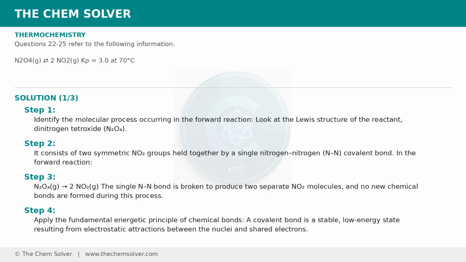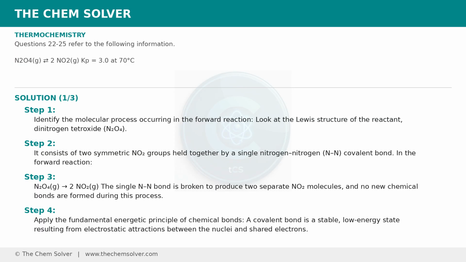In the forward reaction, N2O4 gives two NO2. The single N–N bond is broken to produce two separate NO2 molecules, and no new chemical bonds are formed during this process. Apply the fundamental energetic principle of chemical bonds.